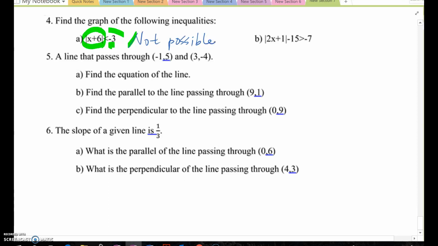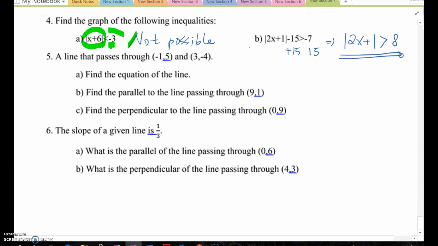Okay, now the second one here. Since it is negative 7, you may think it may be not possible either, but we have to see and actually isolate the absolute value term and then double check the negative number on the right side. Okay, so let's solve for the absolute term here. So we combine 15, then it's going to be absolute 2x plus 1 is bigger than 8.